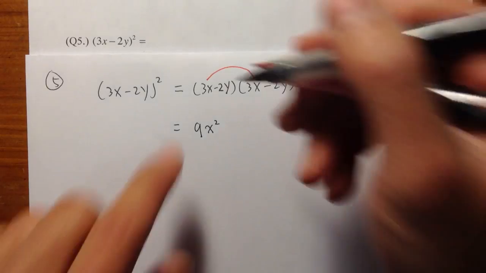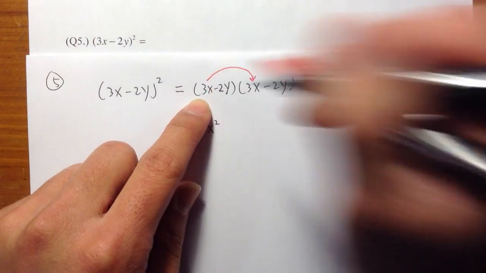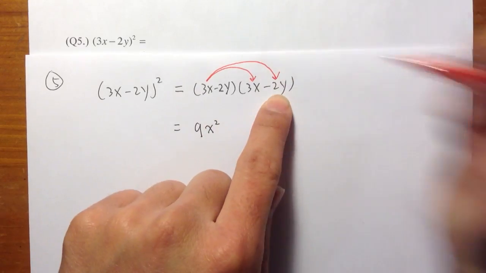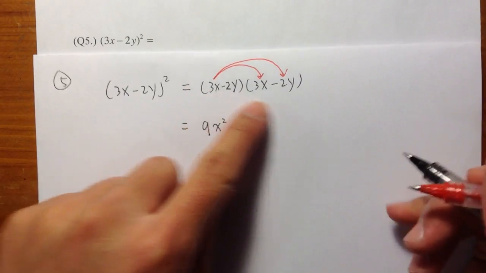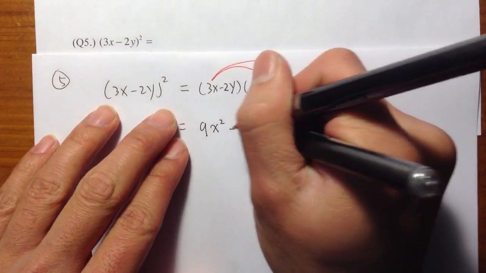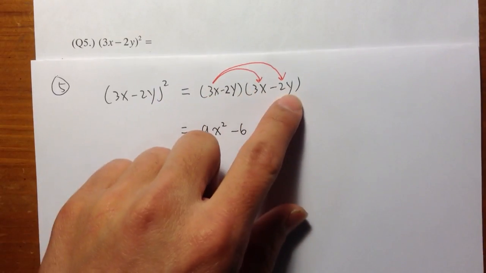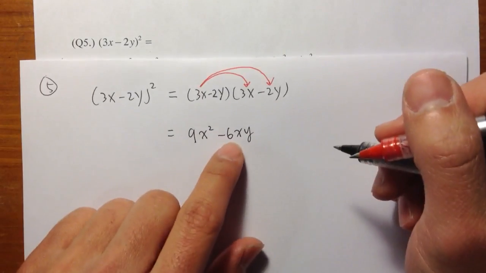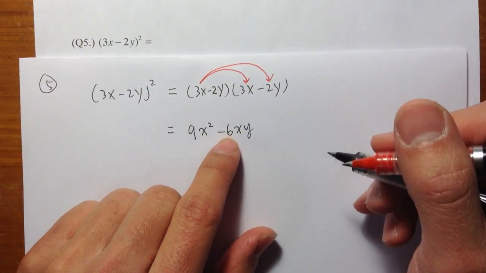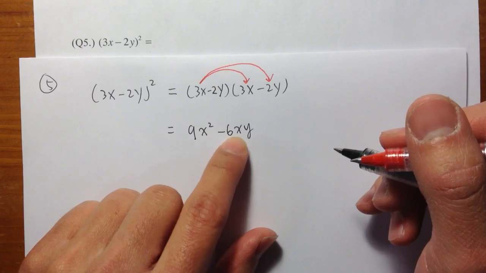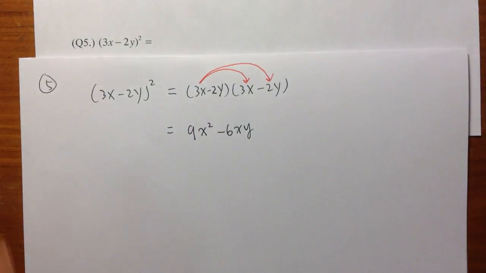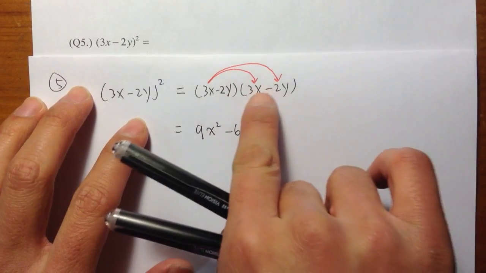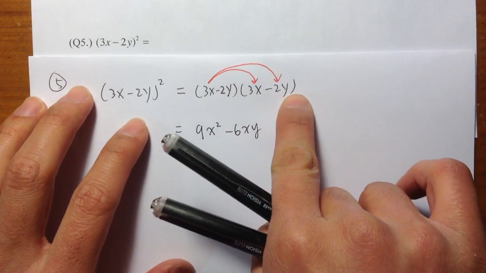Okay. And then, we are not done with the 3x yet, because we need to take 3x, multiply with the negative 2y. 3 times negative 2 is negative 6. And then x times y, we're just going to write it down as xy. This symbolically represents that we have negative 6 times x times y. Okay? And we are done. We use the 3x and we multiply with the 3x and the negative 2y right here.